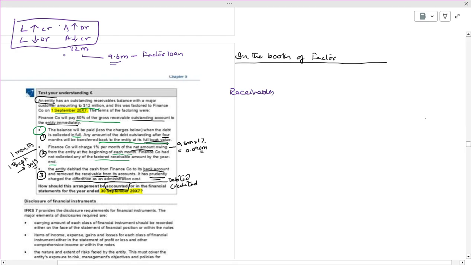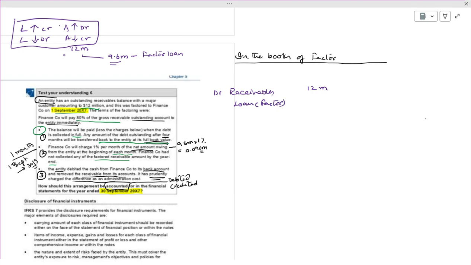Receivables is an asset. Whenever an asset increases, it will be on the debit side. How much is the total amount of receivables? The total amount of receivables is 12 million. Now, what are they saying? They are going to give a loan; they are taking our receivables and giving loans against the receivables. How much are they giving as the loan? Loan as a factor.